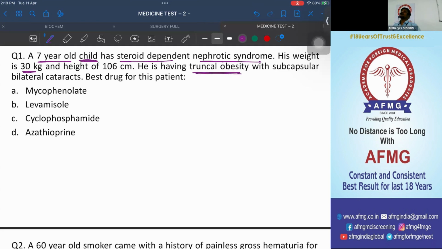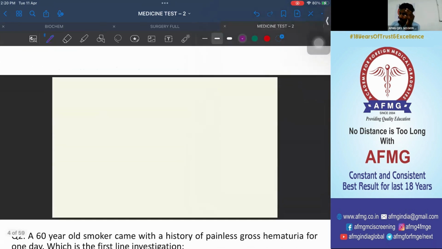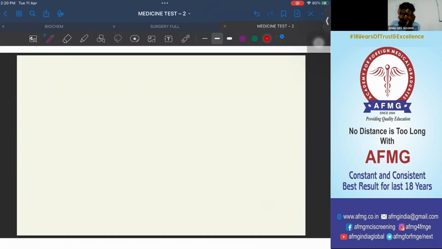What do I mean by truncal obesity? More fat or more weight is actually concentrated in the center or over the trunk. So he is fatter here, okay, his arms and legs are thin. So the patient is having more truncal obesity with subcapsular bilateral cataracts. What has happened in both eyes? Cataracts, subcapsular cataracts. Best drug for this patient is, now important is, as we have always done, what do we do?